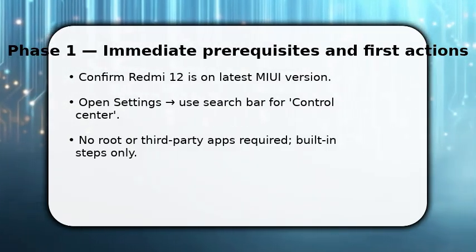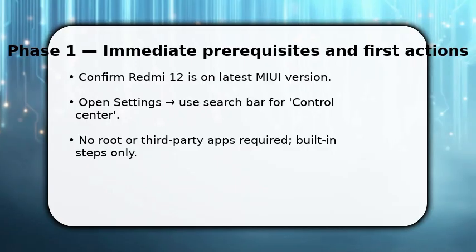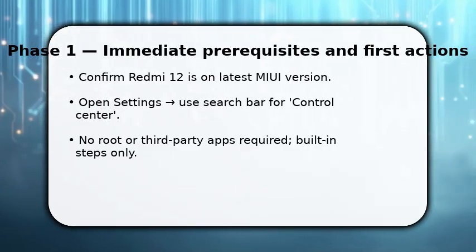To begin, unlock the phone and open settings, then use the search field to type Control Center so you get straight to the option. Make sure your Redmi 12 runs the latest MIUI build. If not, update quickly. Once done, return here.